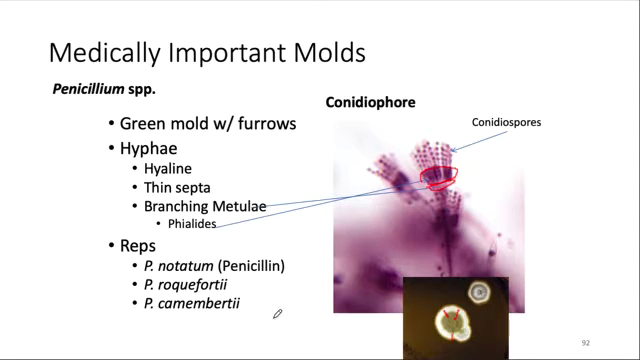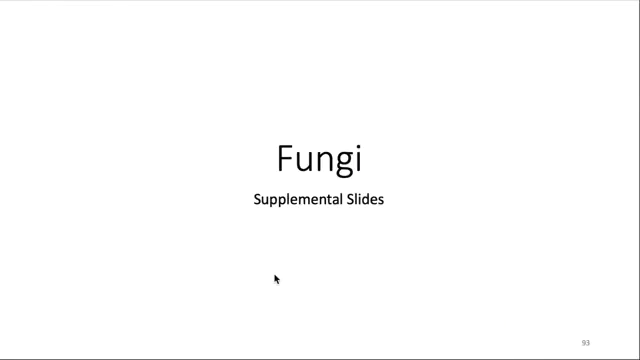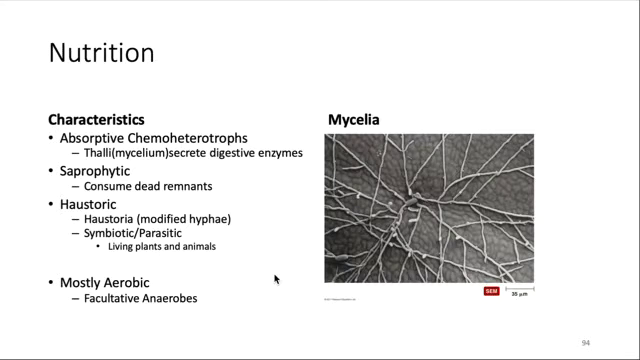Another important example is Penicillium notatum, which is the one used in the production of penicillin. So I have some supplemental slides here to shed more light on the fungi. They are chemoheterotrophs in terms of how they generate energy, using organic sources, and they are able to produce their own food. So they will secrete digestive enzymes and consume the nutrients from the digestive activities of the enzymes.